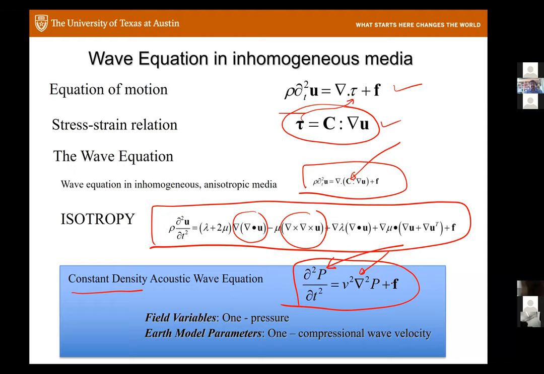The point to be noted here is that given this equation, we have to deal with only one field variable, that is pressure, okay? If you want to deal with elastic waves correctly, you need to deal with three components, plus maybe in case of a marine experiment, four components: three components of displacements and one pressure. But here, just for simplicity, we focus on the acoustic wave equation where we have only one variable, pressure, and there is one parameter, but that parameter varies everywhere. So we have a large number of grids in three dimensions that we have to solve velocities for.